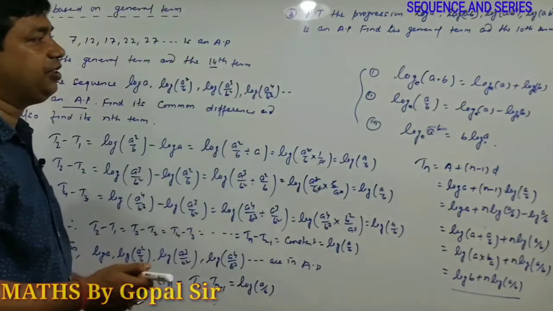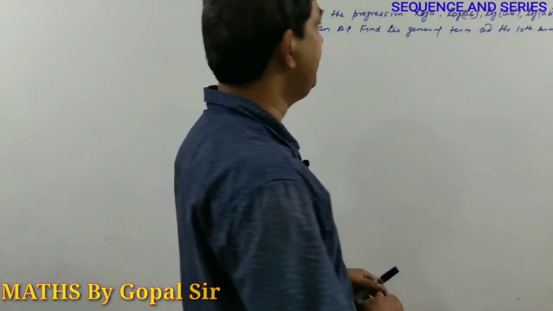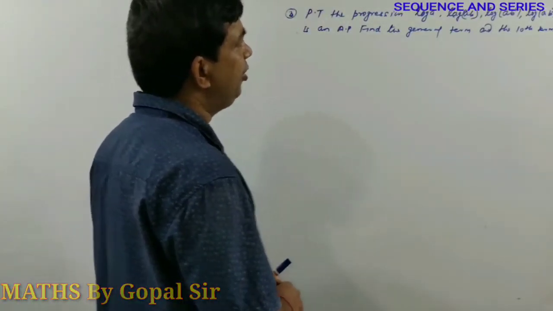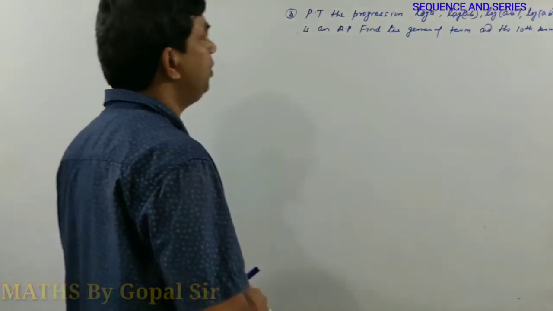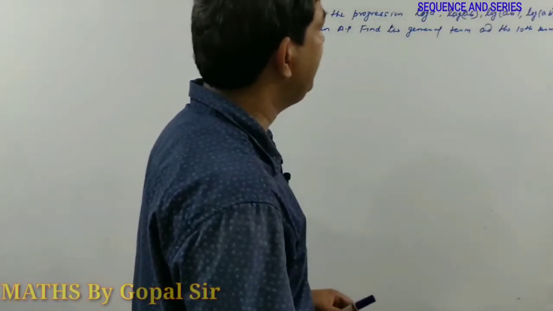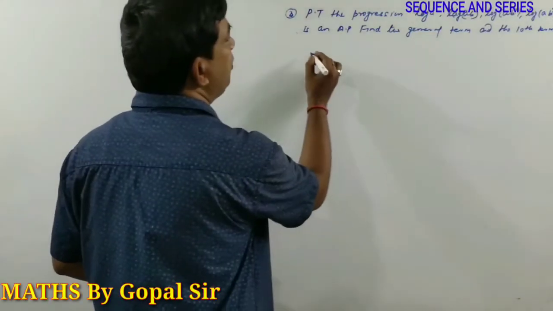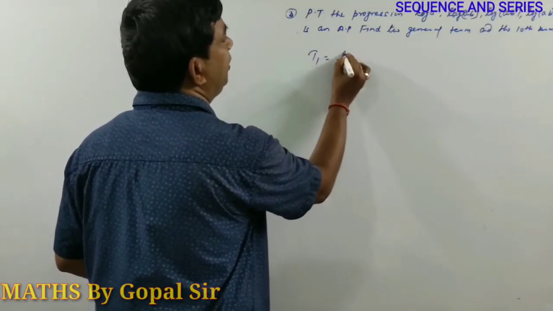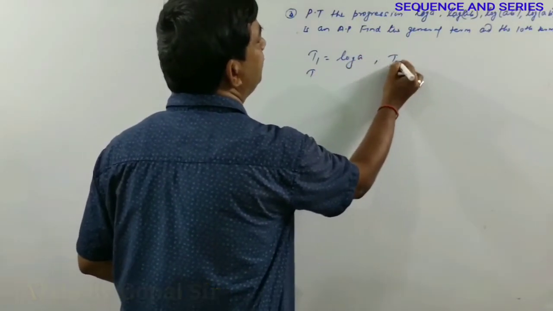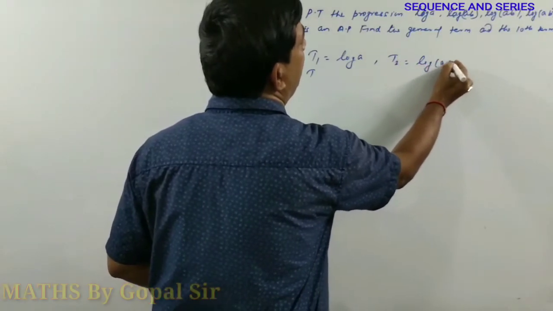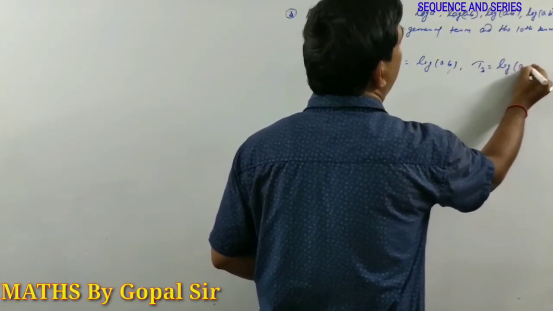Clear? If it is nth term, now we have to go through the next question. The next question is: prove that the progression log a, log ab, log ab², log ab³ is an AP. For finding the general term and its nth term, how can we do it? First of all we have to write t1. T1 is log a. Next t2. T2 is log ab, and t3 is log ab².